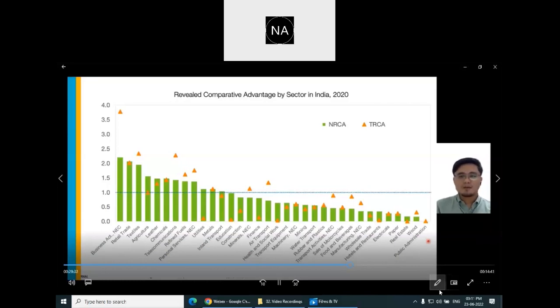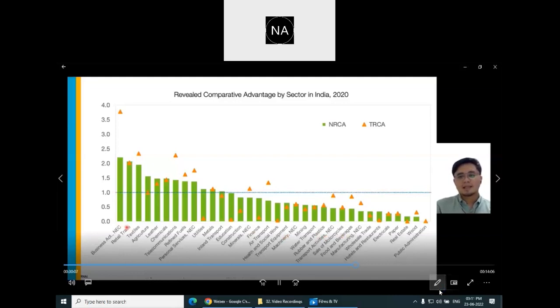Now this figure shows the traditional RCA and NRCA for India for year 2020. This dashed line over here would be the threshold. So above this threshold, we say that the sector is competitive, while below the threshold, the sectors are said to be not competitive. NRCA are measured in green bars, while TRCA is denoted by the orange triangles.